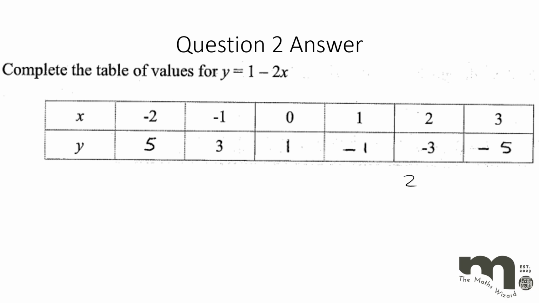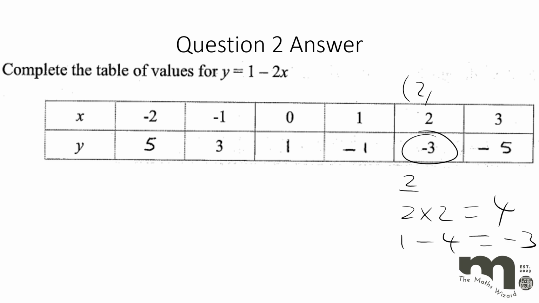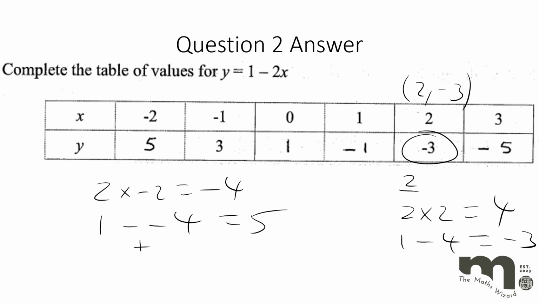So if we look at this number 2, well, 2 times 2 does give you 4. So we've got 4 for 2x. Remember, you've got to do your multiplications first. And then we're going to be doing 1 take away 4, which will give you that minus 3 just there. So we've got another set of coordinates there, which are 2, minus 3. So those will be plotted on your graph. If we look at the minus 2 then, well, 2 times minus 2 gives you minus 4. Then we've got to do 1 minus minus 4. So remember, when you subtract a negative number, it becomes an add. And that is how we end up with our 5 for that particular example there.